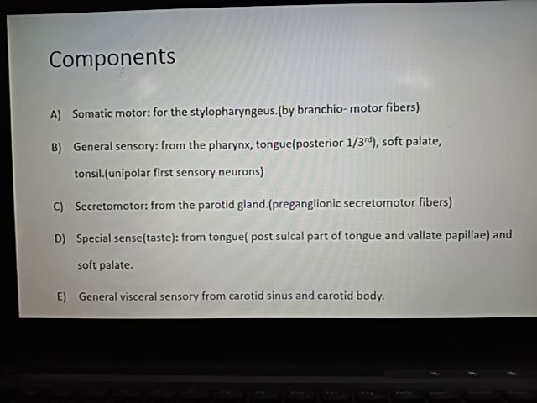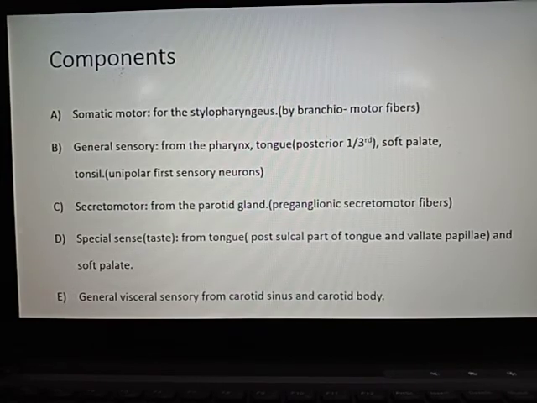And the postganglionic fiber from the otic ganglion runs along the auriculotemporal nerve and ends in this parotid gland. Okay, and this pathway is very much important, and it is often asked in examinations. Then come to the special sense or taste sensation. From the postsulcal part of the tongue, the circumvallate papillae, and the soft palate, the special sense or taste sensation goes to the higher center.